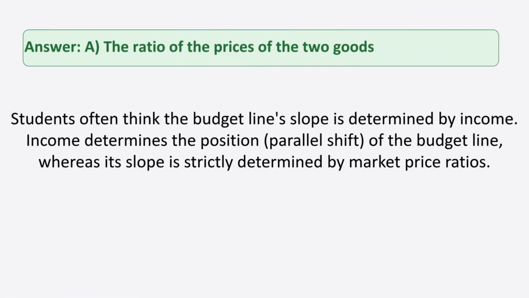Students often think the budget line slope is determined by income. Income determines the position of the budget line, whereas its slope is strictly determined by the market price ratios.